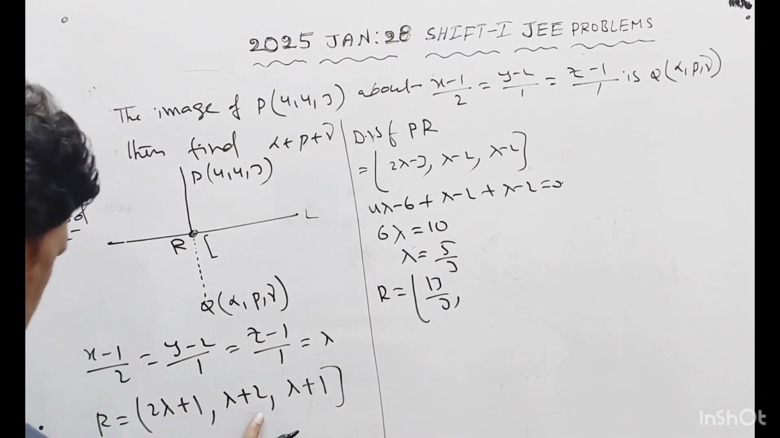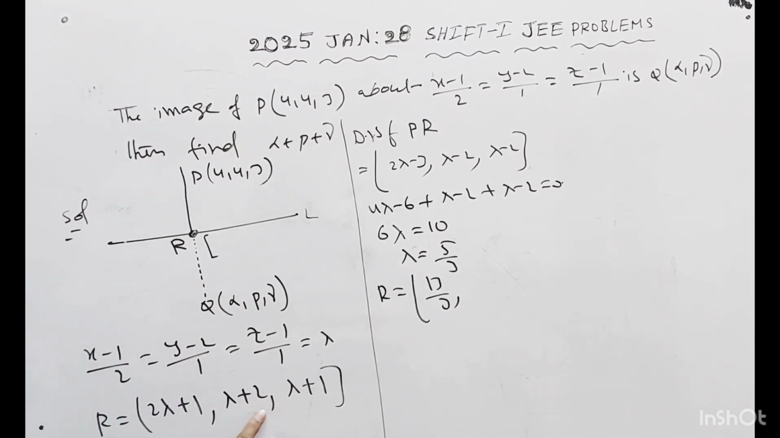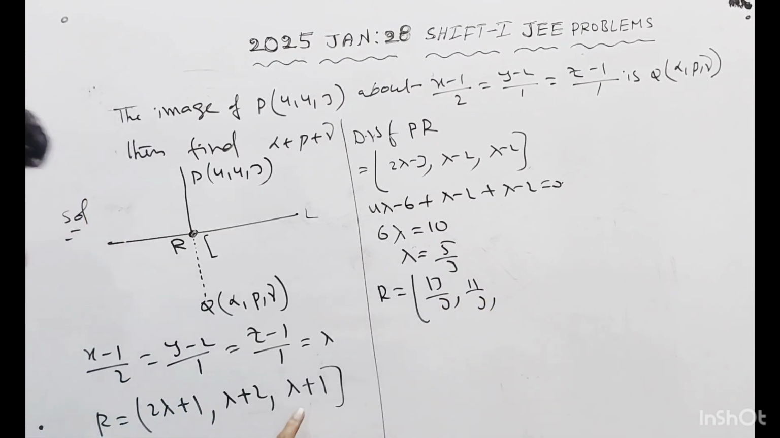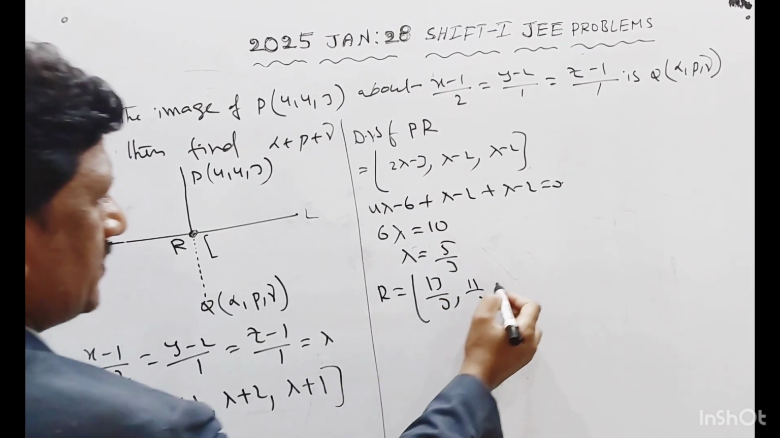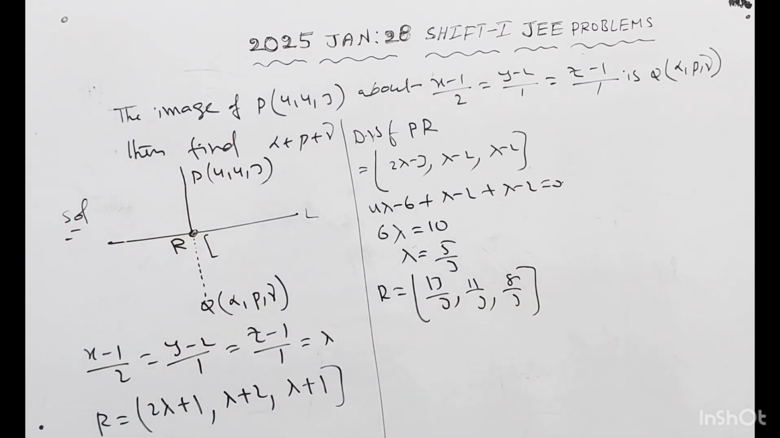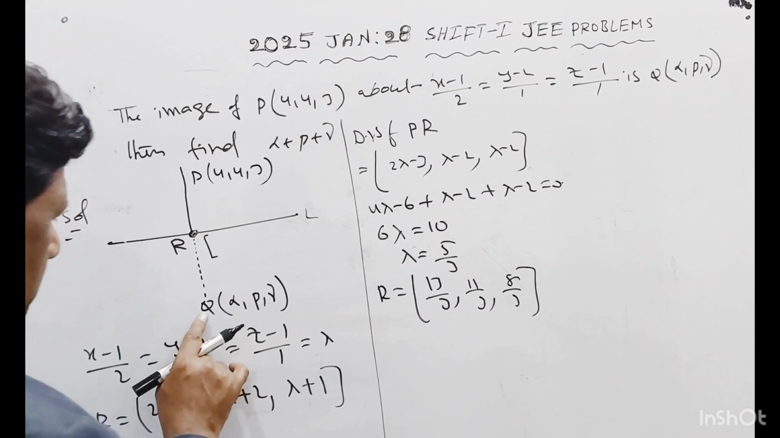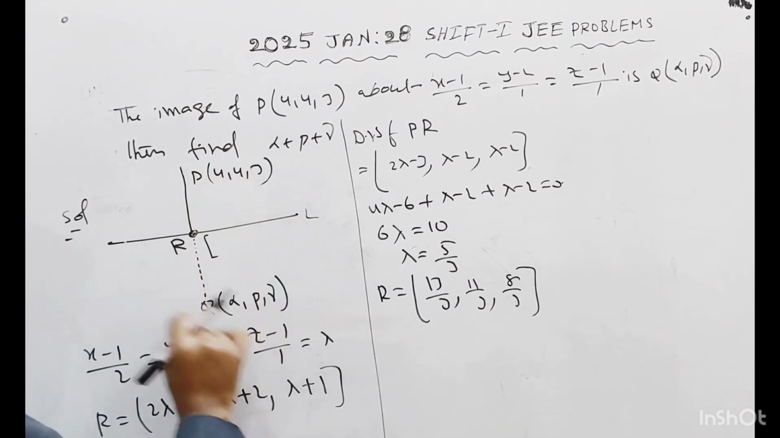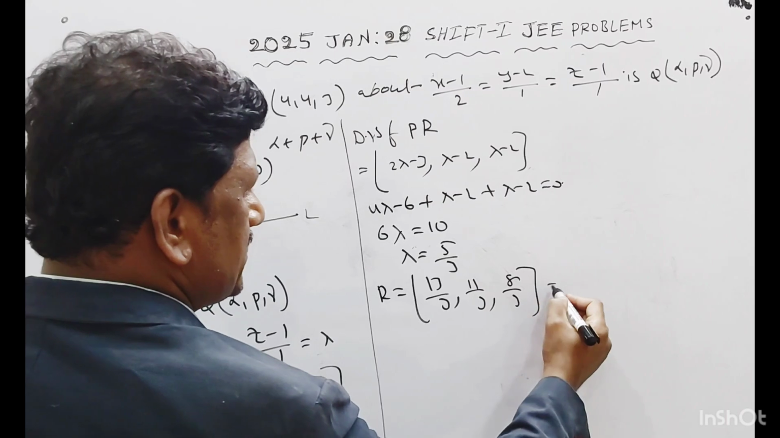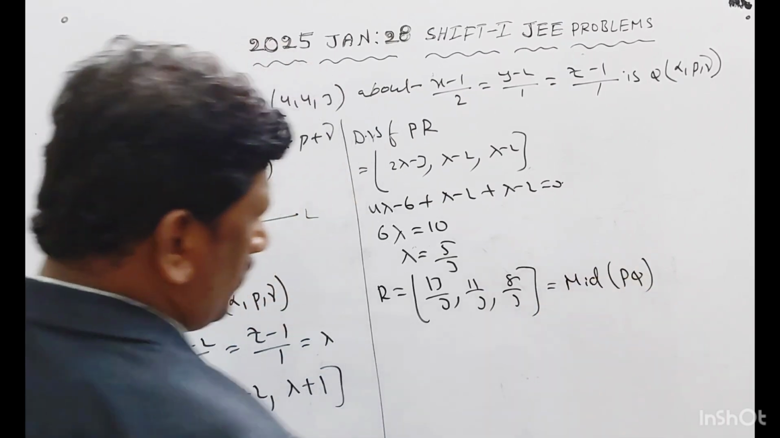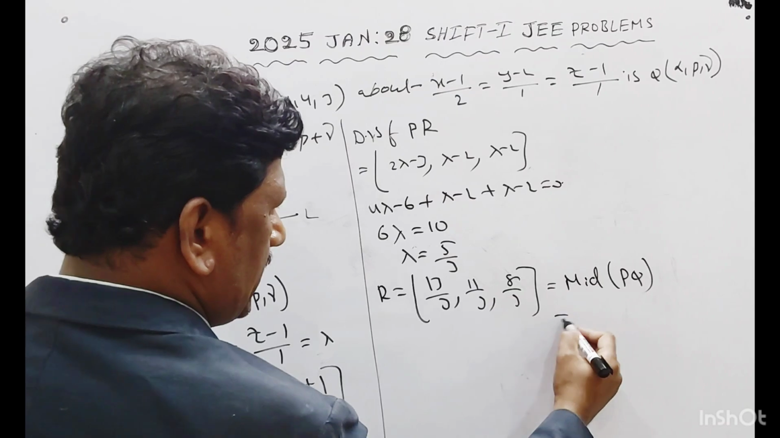Here 2, then 1 second, this is the R value. So 11 by 3, and after that this value will be 8 by 3. So I got the R point. Then after that, we need to find the point Q. R is the midpoint of P and Q. Okay, so R is the midpoint of PQ, so nothing but the midpoint.